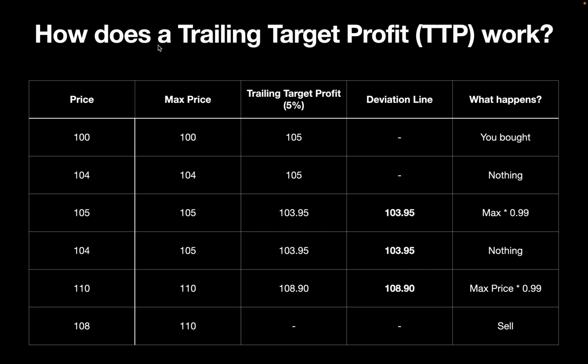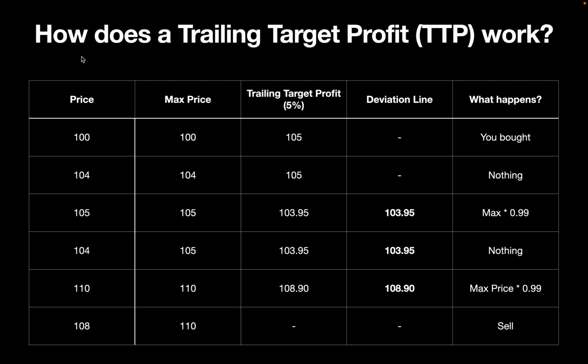Now in the next row, the price is actually crossing the target profit, and with that, the deviation line is activated. And this value is just the current maximum price times 99%. Why 99%? Because you need to define a deviation from the maximum price where you will close the position. I'm just taking a 1% deviation here, but you can take whatever deviation level you like. And this deviation line is a line which is moving with the current max price level with a distance of 1%. I will show you in a chart how this is looking like in some seconds.